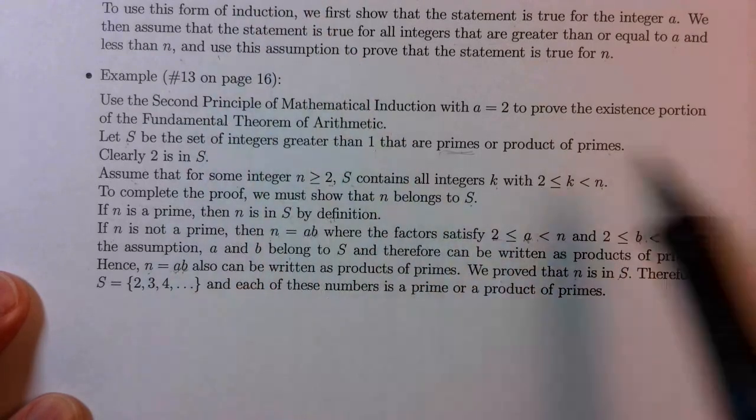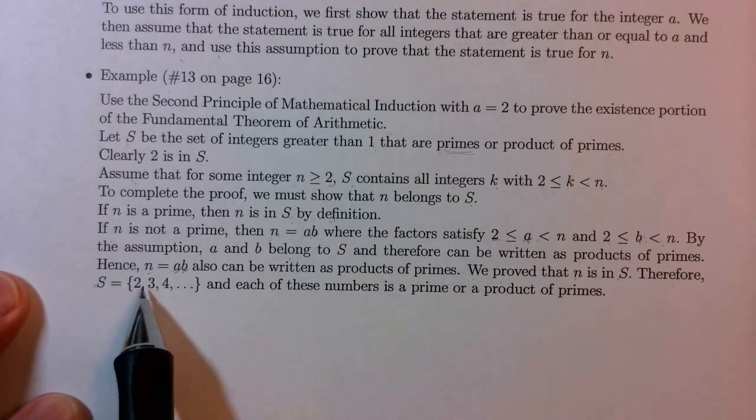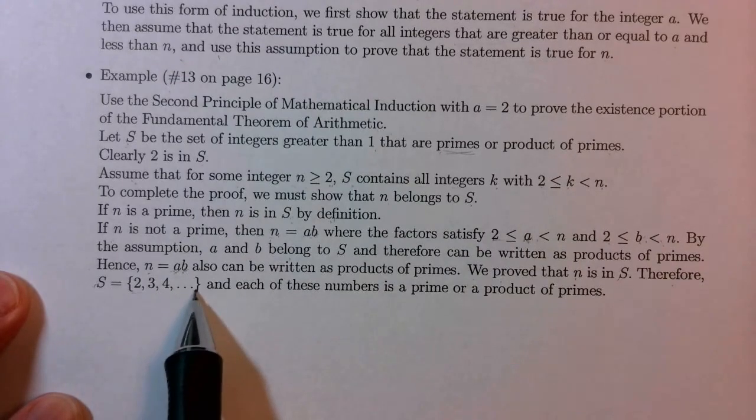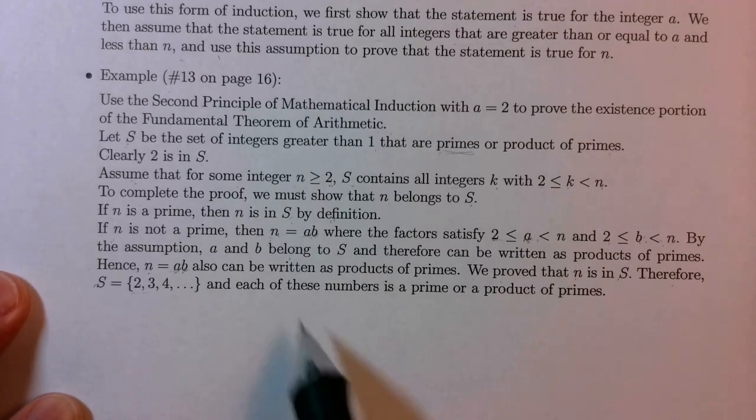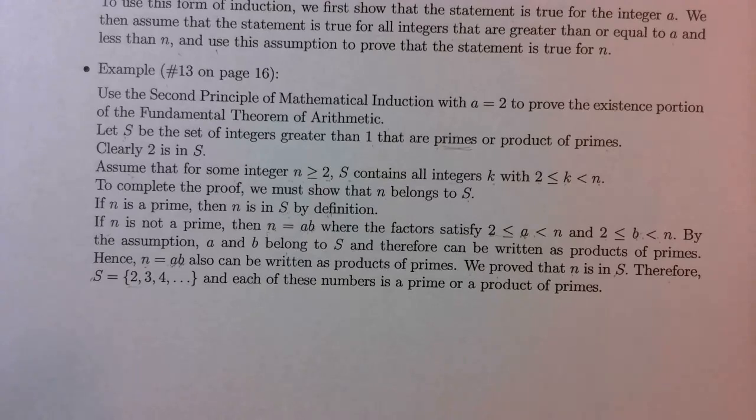The second principle of math induction then guarantees that S is equal to the set of all integers greater than or equal to 2, which means that any such integer can be written as a product of primes. And this is the existence portion of the fundamental theorem of arithmetic.